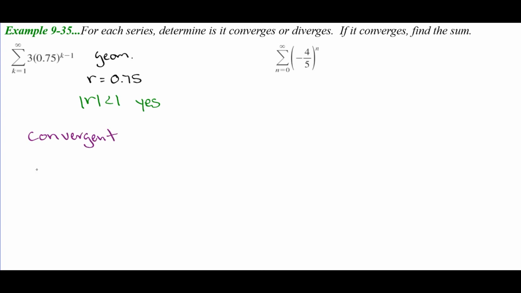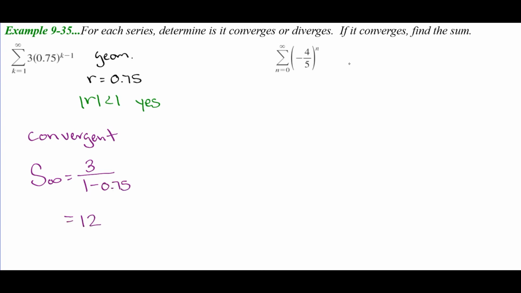And then I can find the infinite summation by doing the first term. Remember, I'm going to get the first term by plugging 1 in for my variable. In this case, that's k. So 3 times 0.75 to the 0. So that's just 3 over 1 minus my r, which I knew was 0.75, which gives me 12.